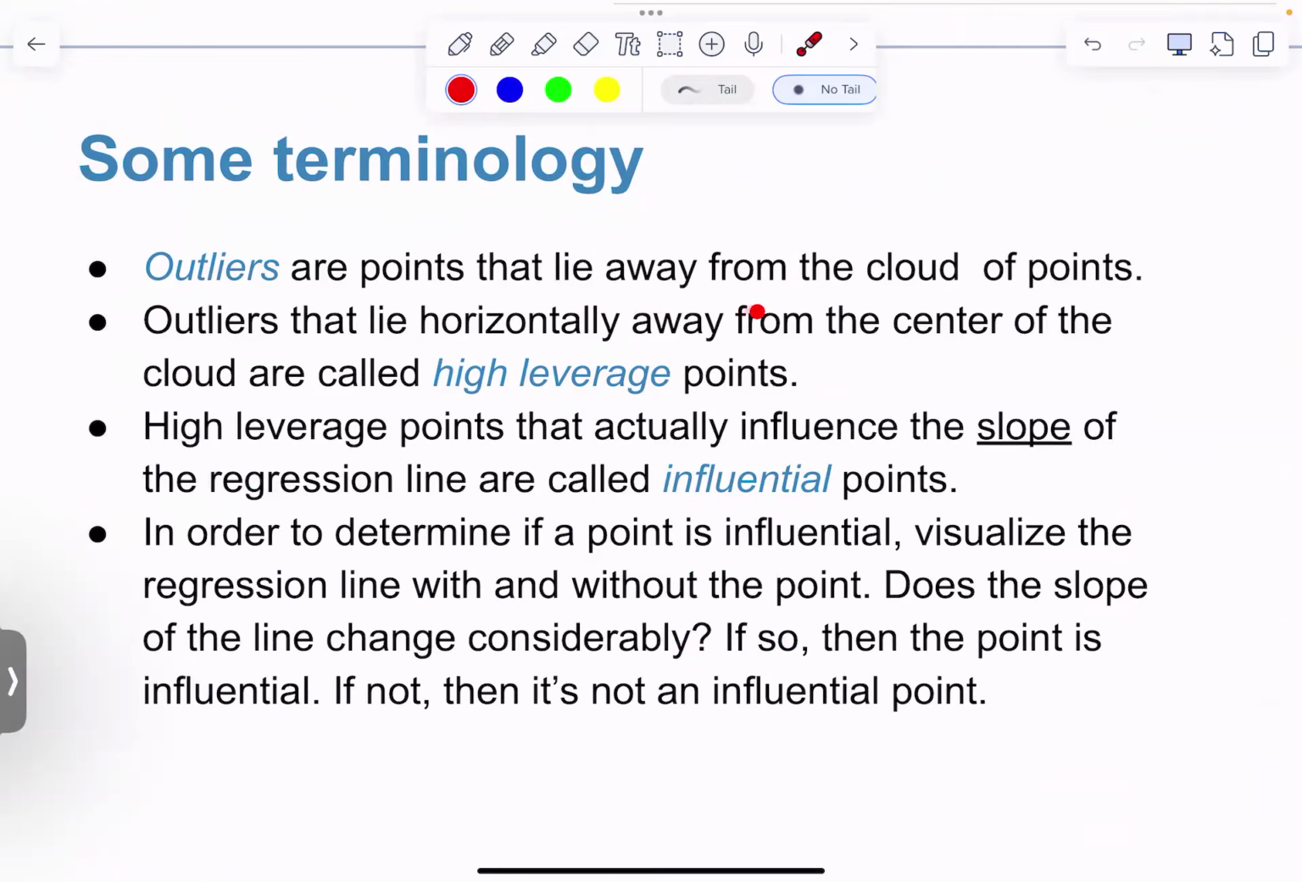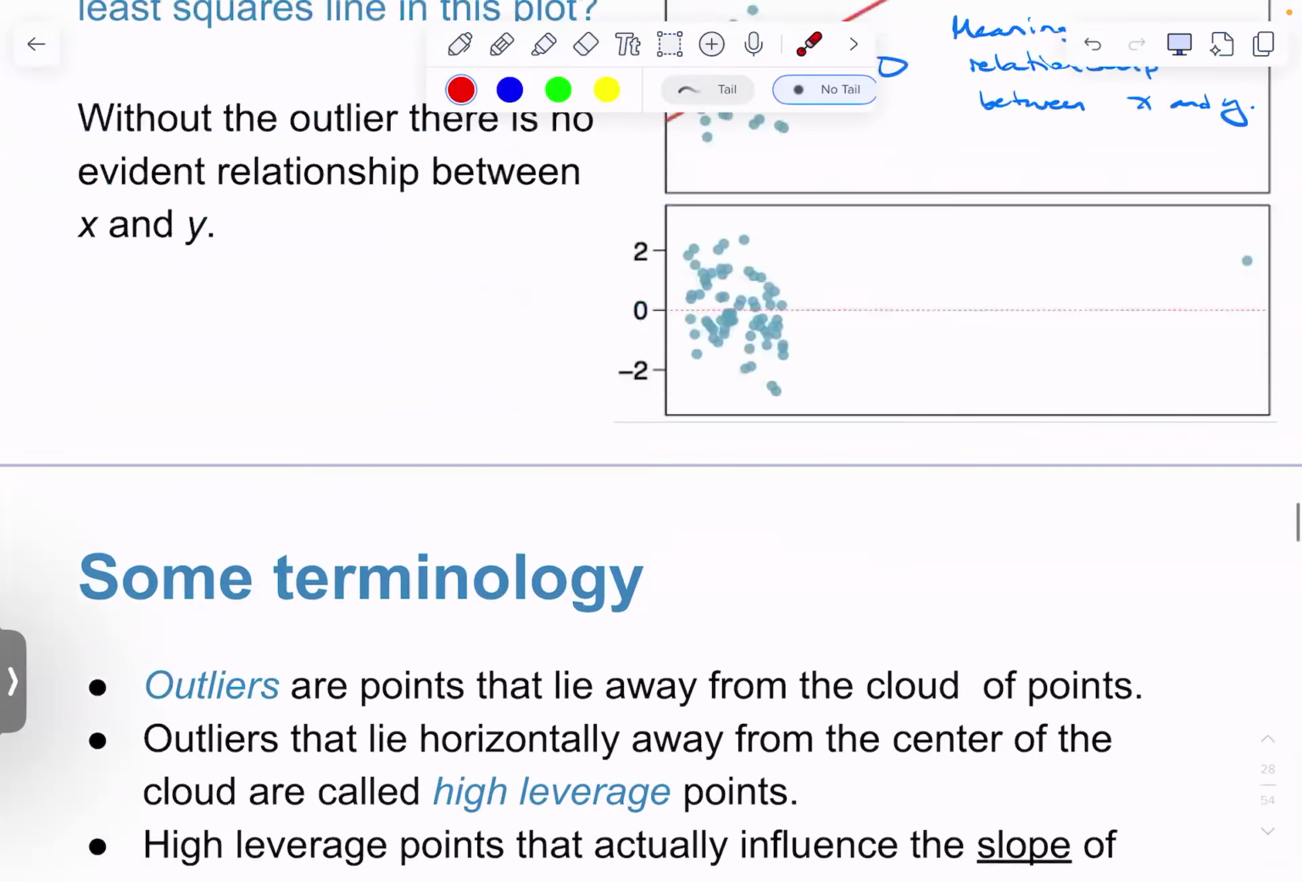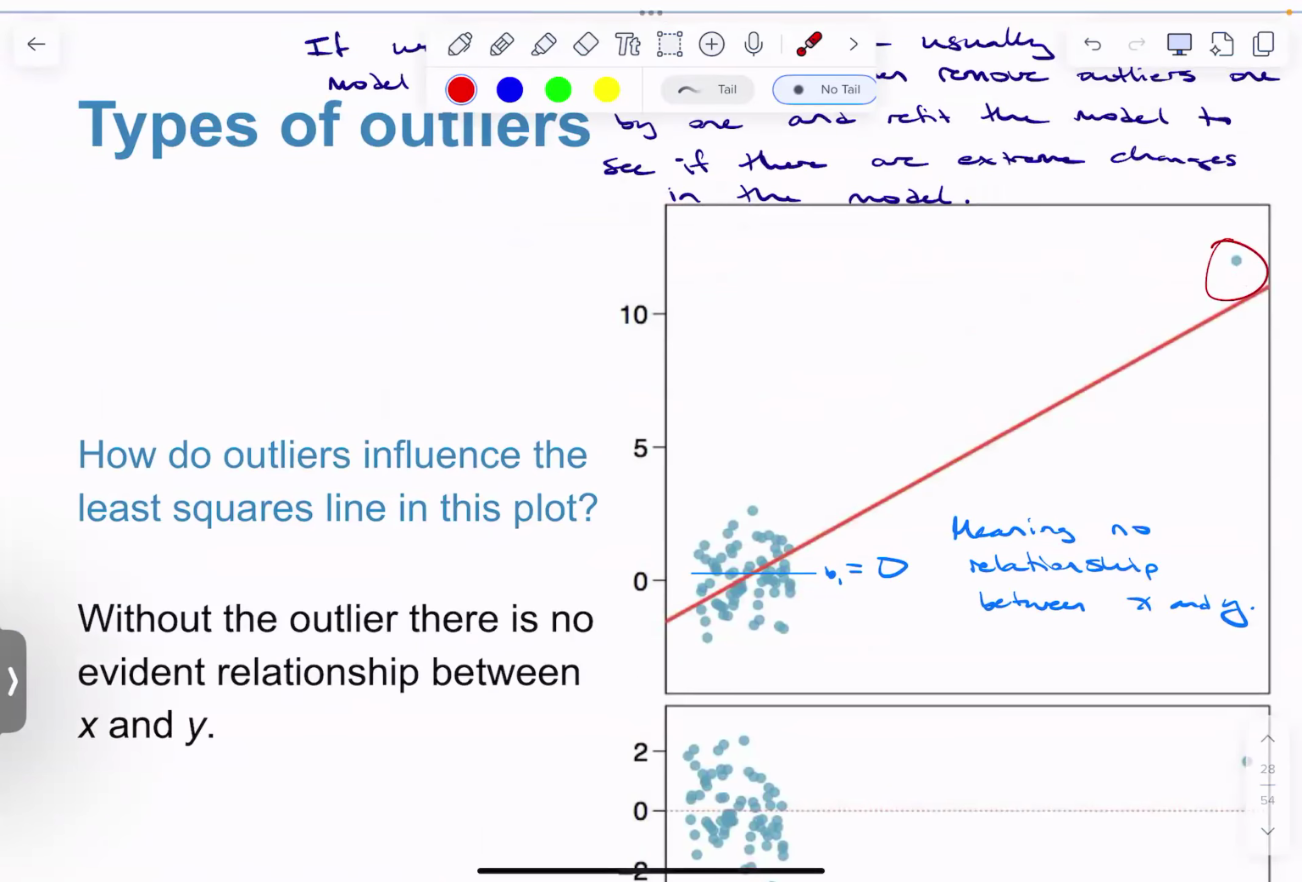Outliers are points that lie away from the cloud of points, and outliers that lie horizontally away from the cloud are called high leverage points. If you think about physics again, if they're far out horizontally, then they have more leverage, just like we saw up here. This is far out horizontally and vertically, but even if this dot was down here, it would pull this line up towards it.